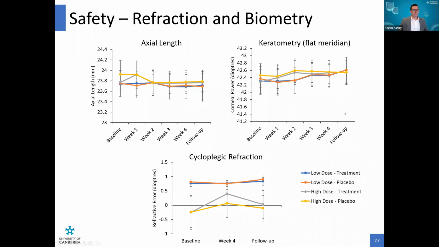And finally, just to give you a feel for safety in terms of refraction and biometry, what I'm showing you here is there was no change in axial length, corneal curvature, or cycloplegic auto-refraction. One interesting thing that did occur is that in the random selection of participants to the 2 groups, you can see that there was a difference between the low dose and the high dose group at baseline refraction, but their refraction maintains the same in both groups.